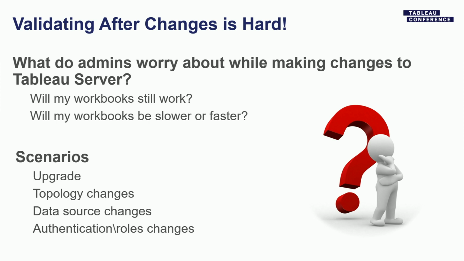Topology changes. Say you want to expand your Tableau server environment. You want to add more workers, move processes from one worker to another. In the end, you want to see if that improved the performance of your Tableau server. Data source changes. Say you want to upgrade to your latest SQL Server driver, and you're worried if the workbooks that are using that data source would still work or not after you make those changes.